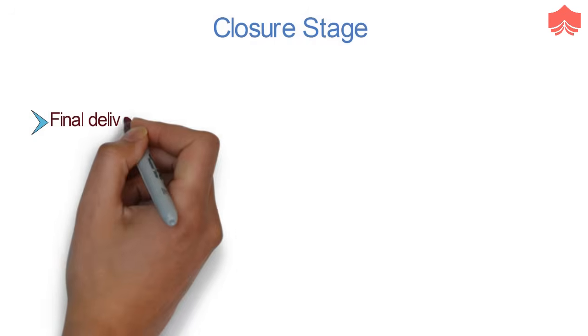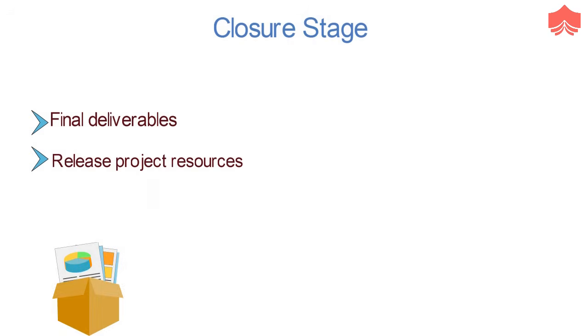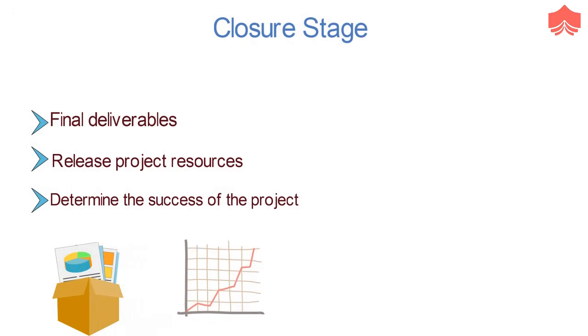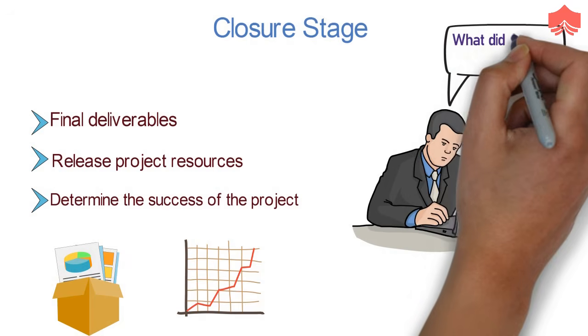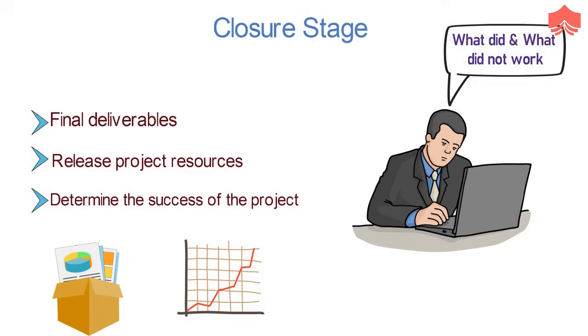And finally, we reach the closure stage. This is a stage where we provide final deliverables, release project resources, and determine the success of the project. In this stage, the project manager also evaluates what did and what did not work with the project.